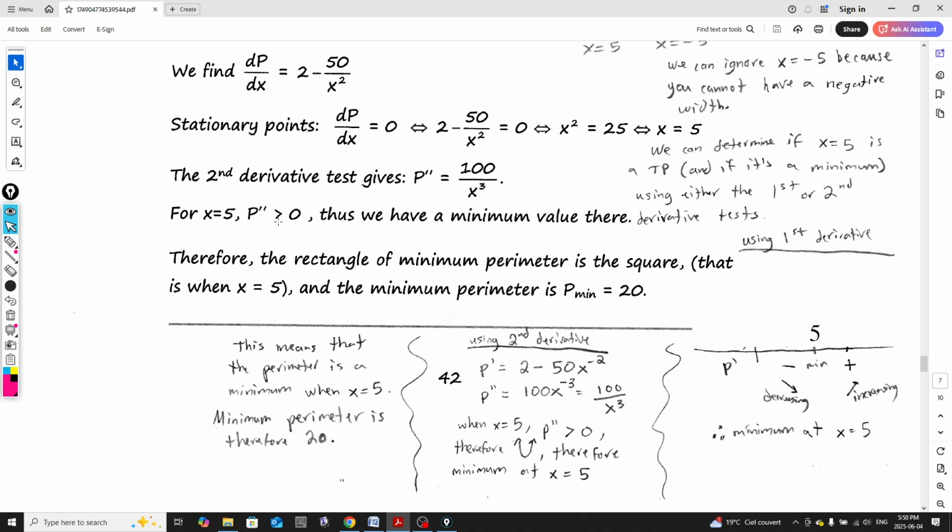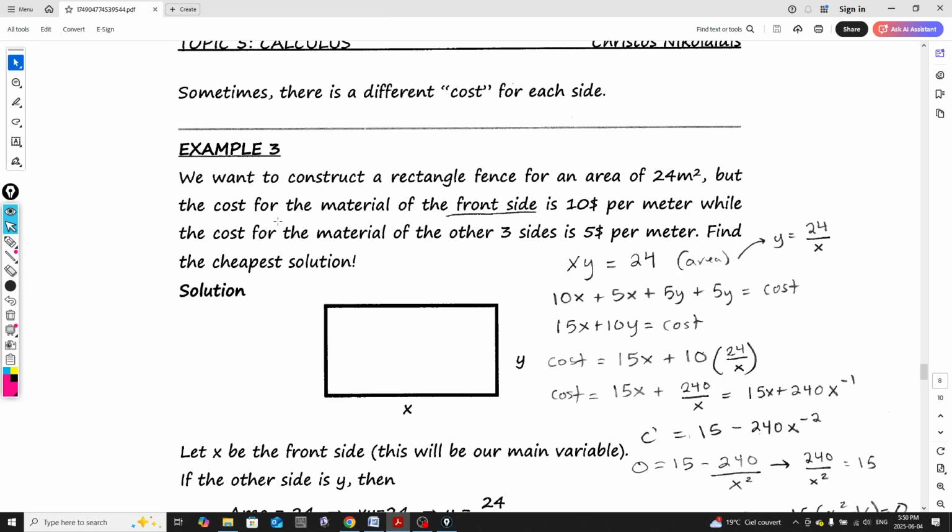Okay, let's take a look at example number 3 now. At this point, I do recommend that you pause the video, try this out on your own, and see if you can figure it out. This one's a little trickier though. So here's how it goes. You want to construct a rectangular fence for an area of 24 meters squared. I can already write an equation: x times y equals 24.